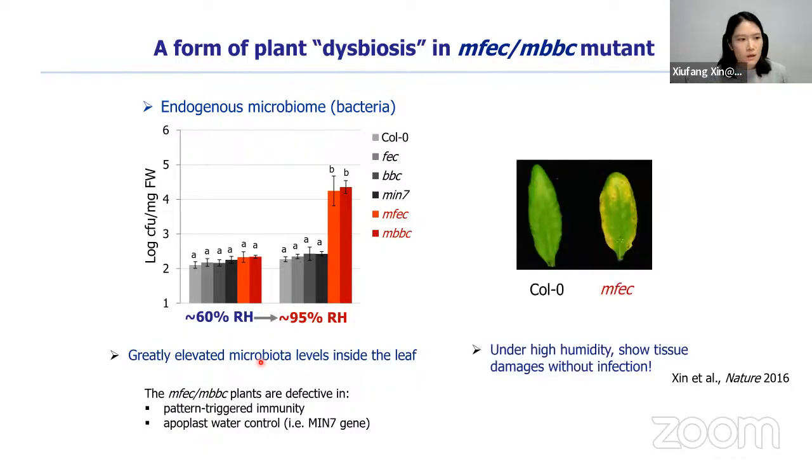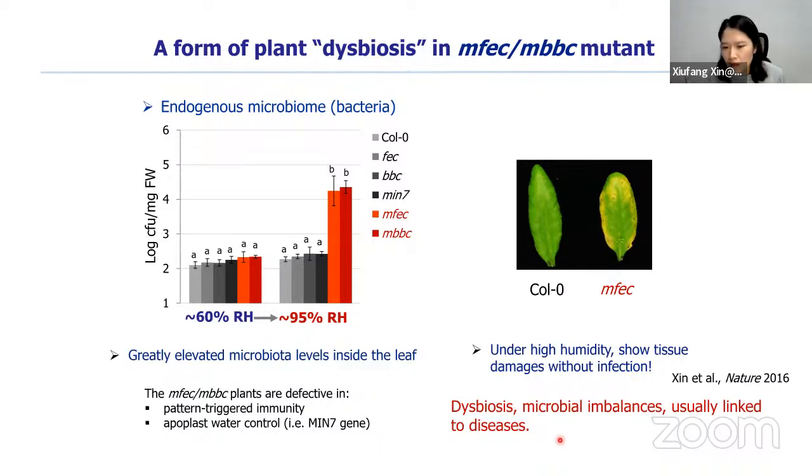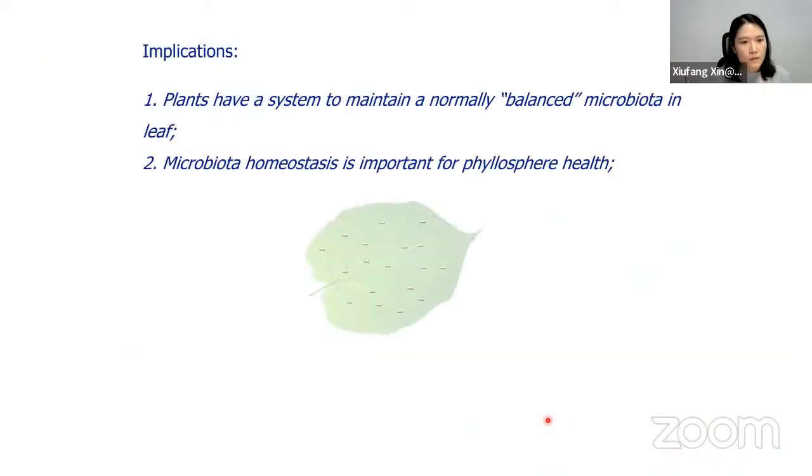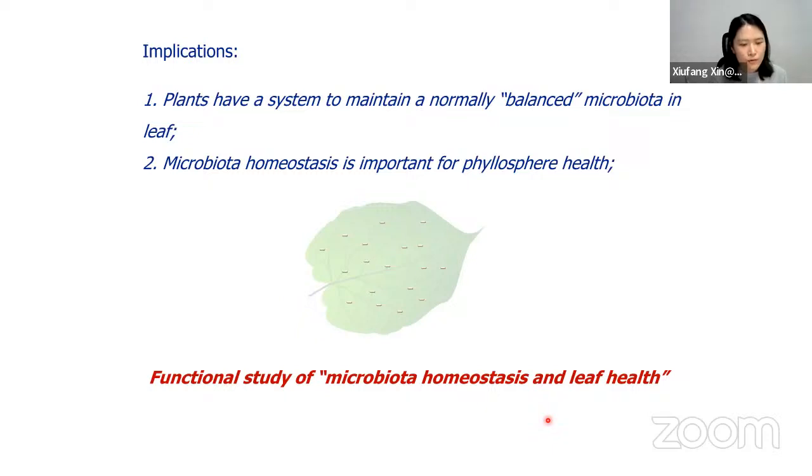And interestingly, this is associated with obvious tissue damage, such as chlorosis or necrosis in the leaf of the mutant. So this tells us that this displays a form of dysbiosis in the plant kingdom. Dysbiosis was first described in human microbiota, and it means microbial imbalances linked to diseases. So we think this has very important implications: plants evolved ways to normally maintain a balanced microbiota. So we decided to do a further functional study of microbiota homeostasis and leaf health.